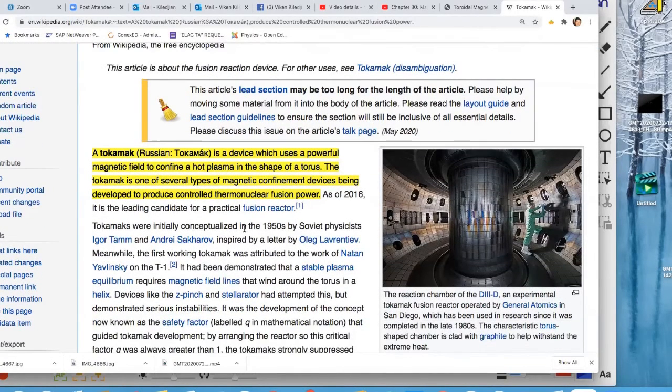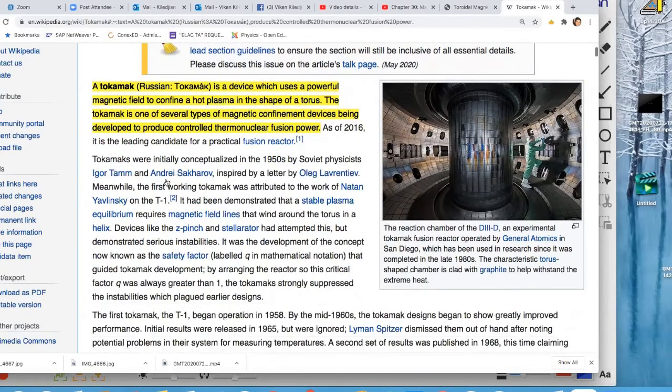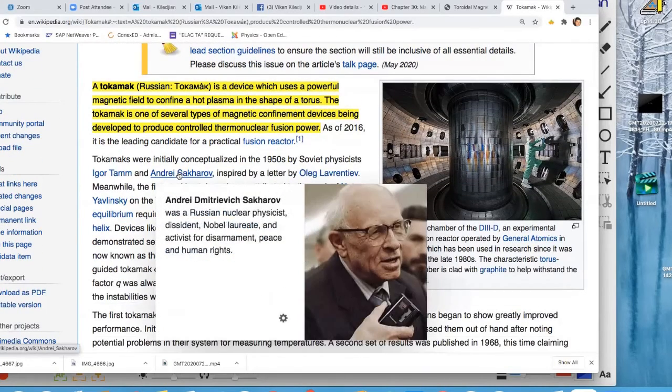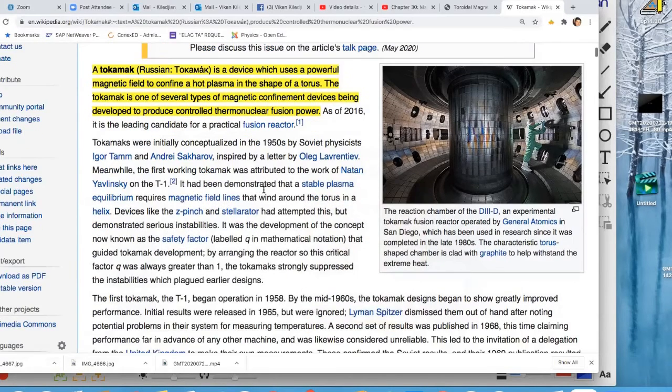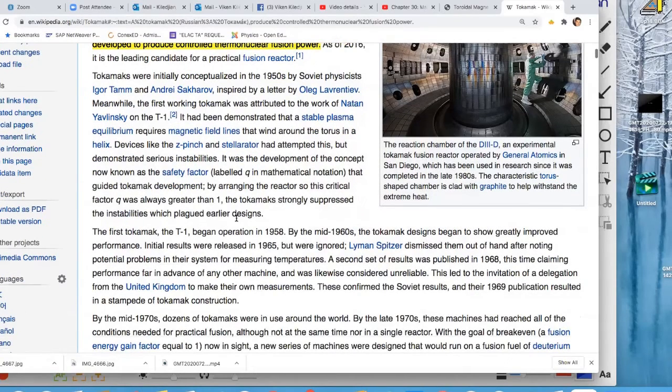Tokamaks were initially conceptualized in the 1950s by Soviet physicists. Oh, Andrei Sakharov is very famous, one of the most famous physicists. The first tokamak began operation in 1958. Imagine that, like all the way back there.